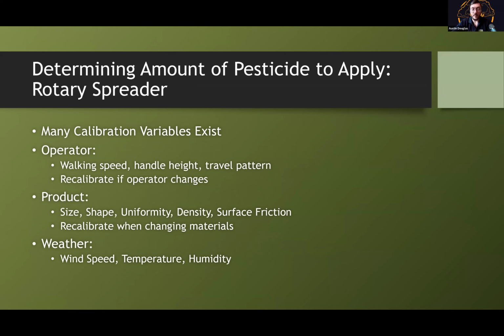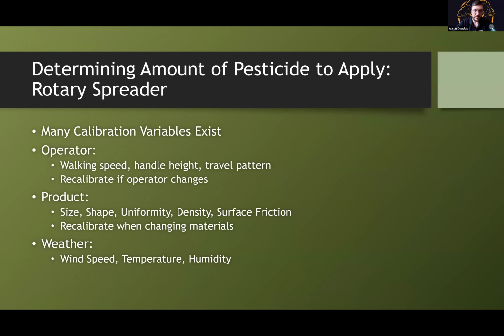It's also going to depend on the product. What size are the granules? What shape are they? What's the uniformity? What's the density? What's the surface friction of the prills or the granules? So every time that you change to a different product, you want to recalibrate.